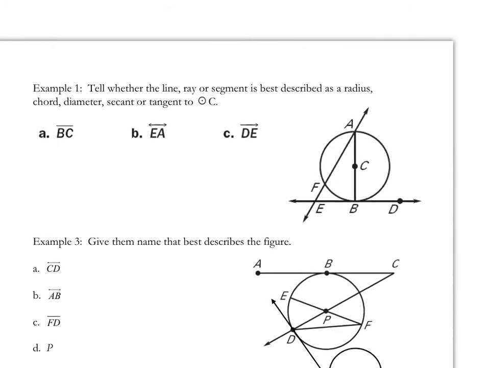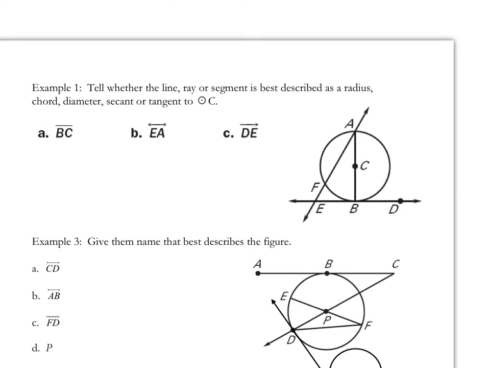So, tell whether the line, ray, or segment is best described as a radius, chord, diameter, secant, or tangent to circle C. So BC. So if I look at segment BC, that would be a radius because it goes from the center to the edge of the circle. EA. So E is here and A is here, so it is a line that goes through the circle, so that is a secant. And then DE is a ray, so it starts here and it goes this way. That is a tangent.